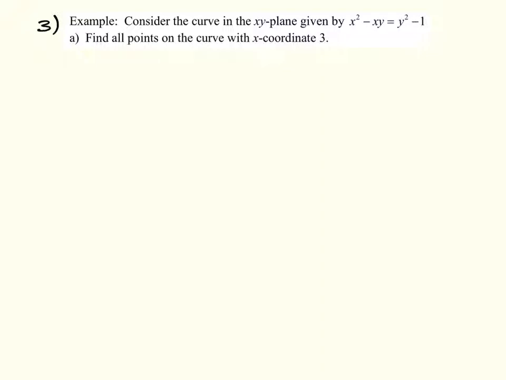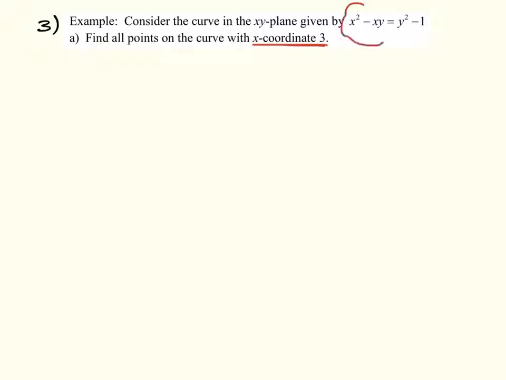Okay, this third example, again, has a couple parts to it. Consider the curve in the xy plane given by that equation. Find all points on the curve with the x coordinate of 3. Okay, so here they are giving us the x coordinate. They want the points on the original curve. They're not talking about the slope. They're not talking about anything else. This should be a very direct question. So they're giving you the x coordinates of these point or points, and they want the y.